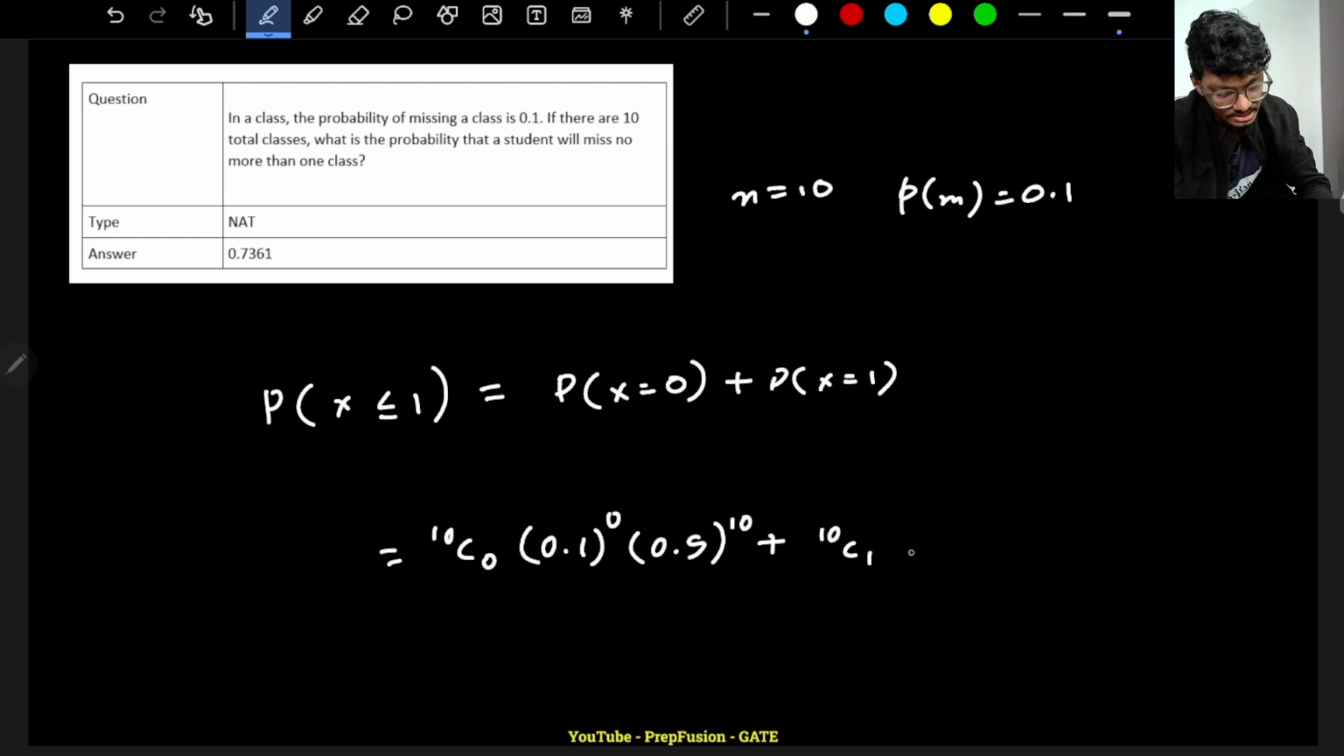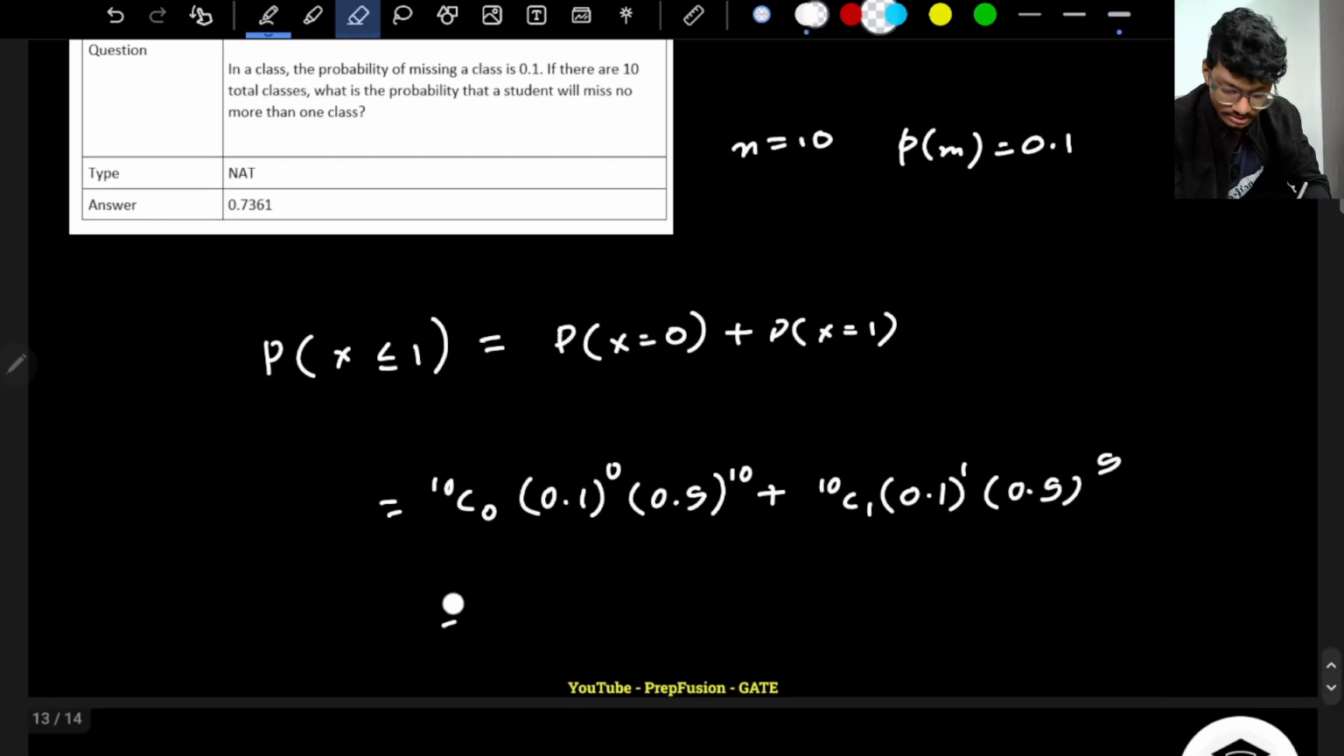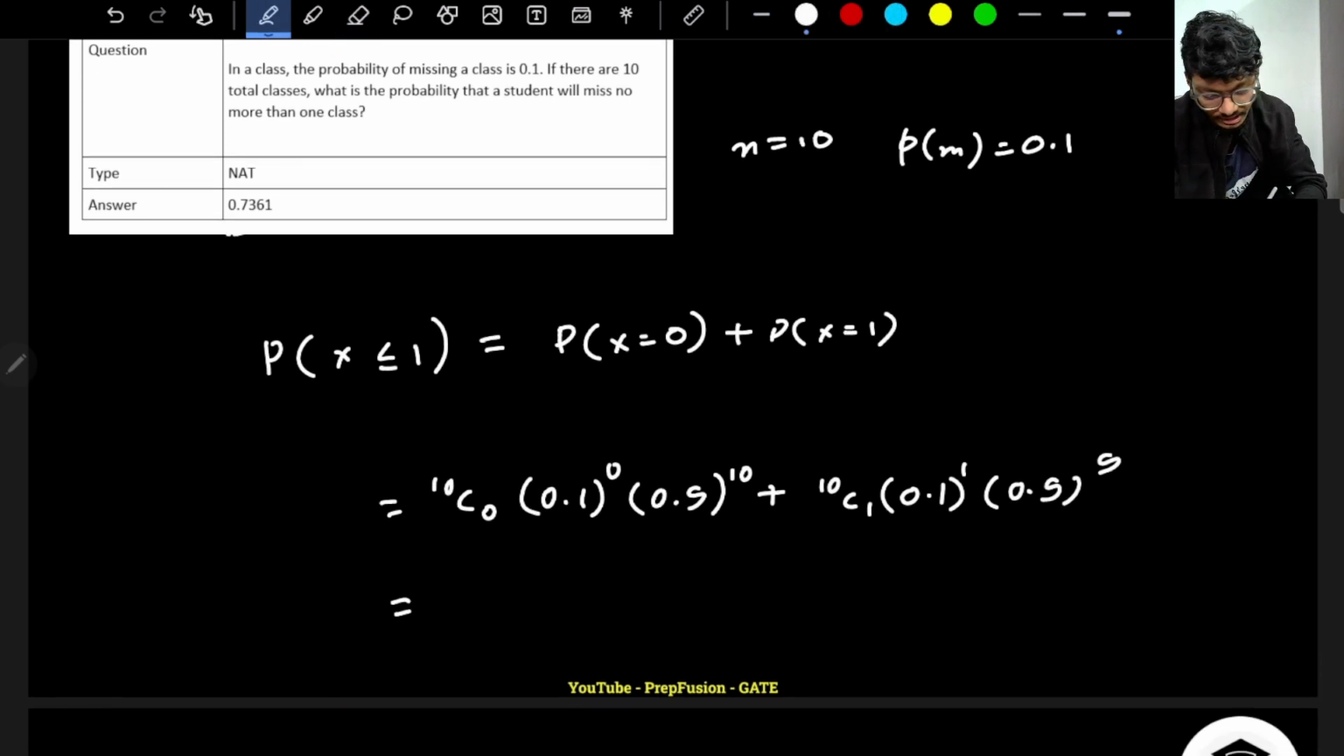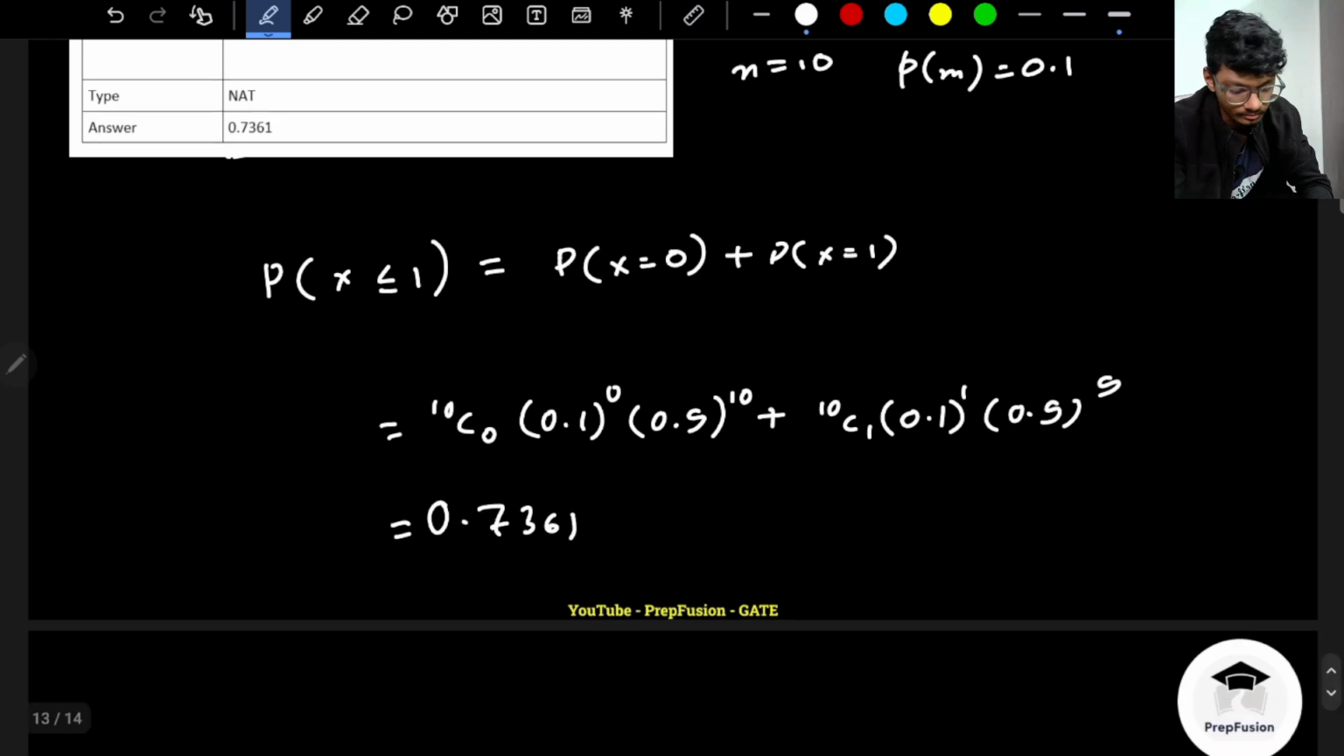plus 10C1 into 0.1 raised to power, now I missed one class. If I missed one class, it will be 0.1 raised to power 1 into 0.9 raised to power, the remaining 9 classes I did not miss, 0.9. So now if I solve this, this will come around 0.3, this will come around 0.3, and ultimately your answer will come out to be 0.7361. This will be your ultimate answer.